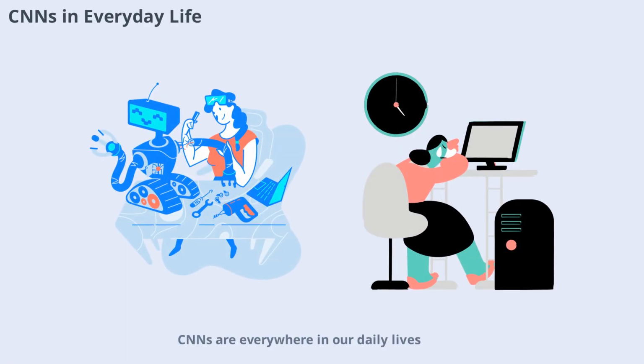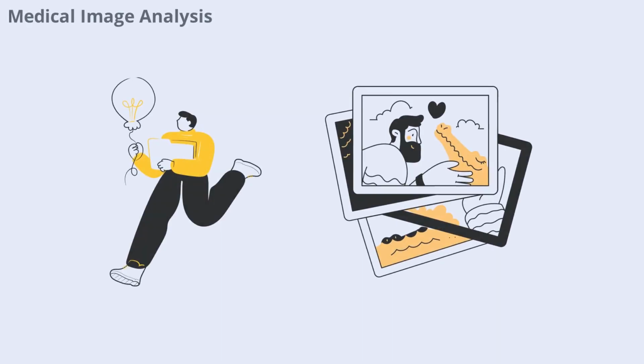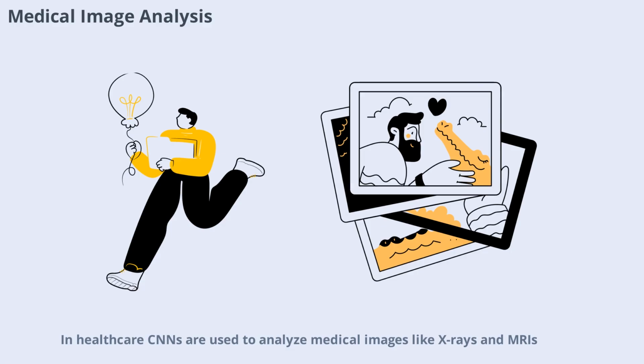CNNs are everywhere in our daily lives. They power facial recognition on smartphones, enable self-driving cars to see the road, and help social media platforms tag photos. Their ability to quickly and accurately interpret images has made them indispensable in many modern applications. In healthcare, CNNs are used to analyze medical images like X-rays and MRIs. They help doctors detect diseases, identify tumors, and even predict patient outcomes. By automating image analysis, CNNs are improving accuracy and saving valuable time in medical diagnostics.